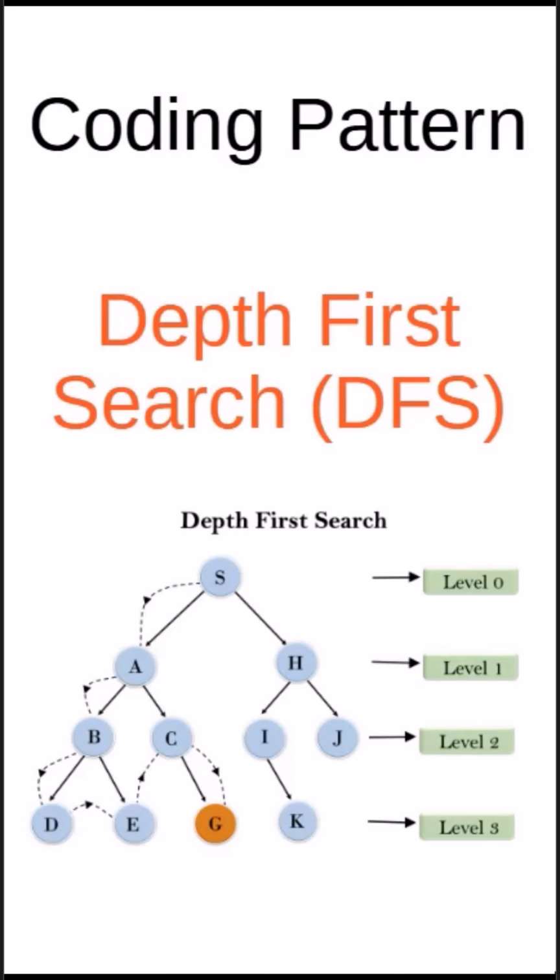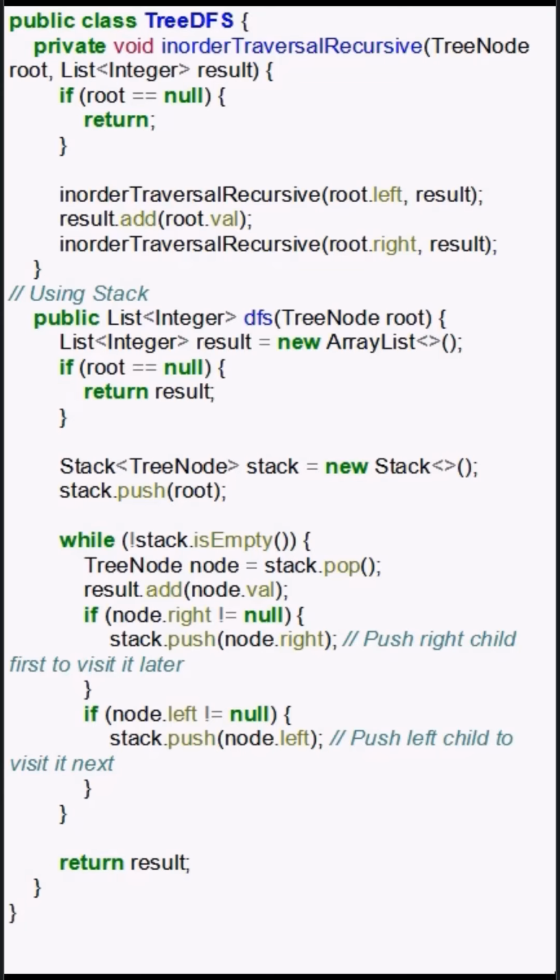Let's discuss DFS, the depth first search coding pattern. We traverse as deep as possible along each branch before backtracking, or we use a stack to traverse the tree in a depth manner. Let us dive into a quick Java example. There are two different ways for DFS. One is recursion, another is the stack.